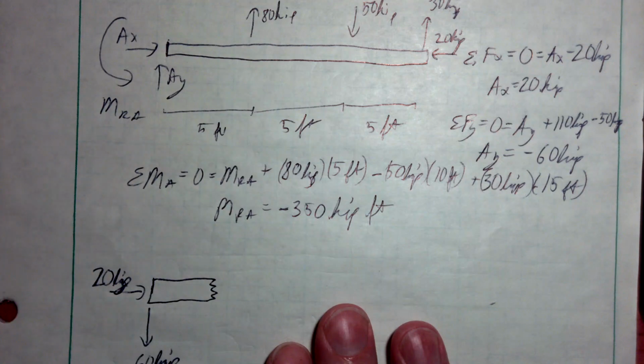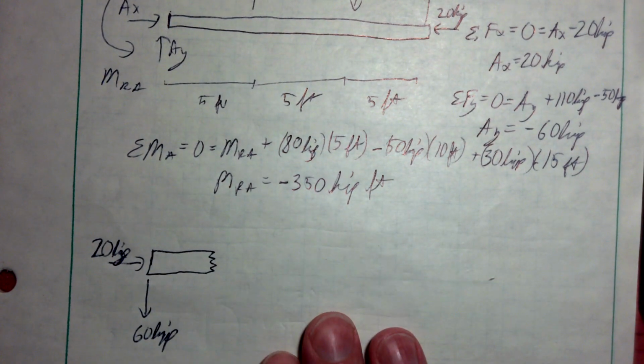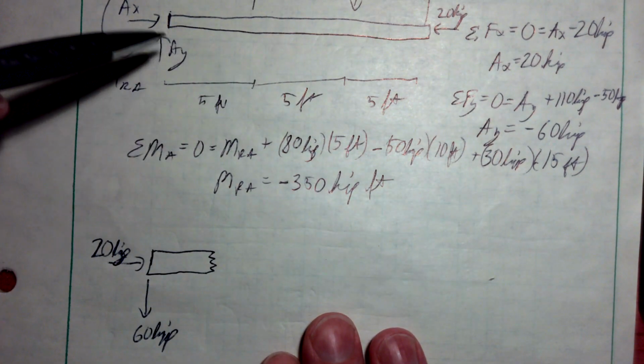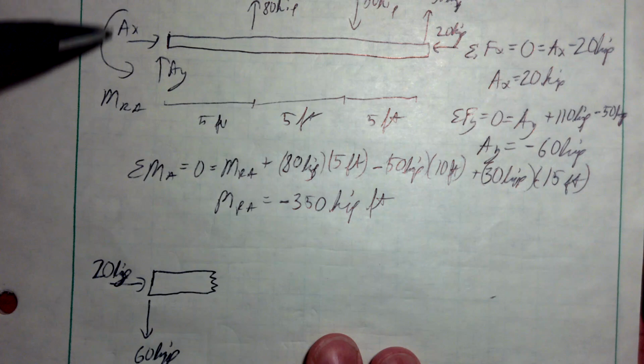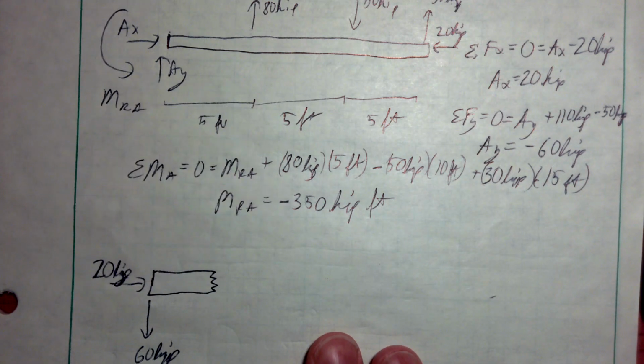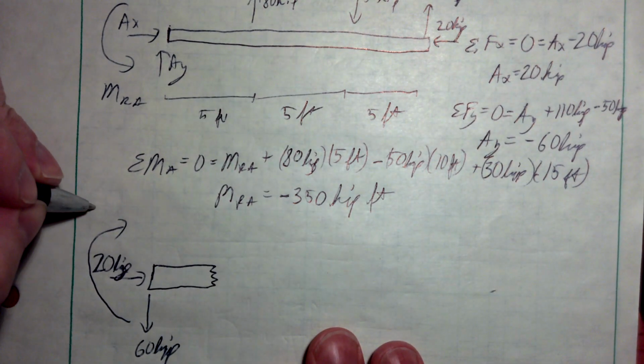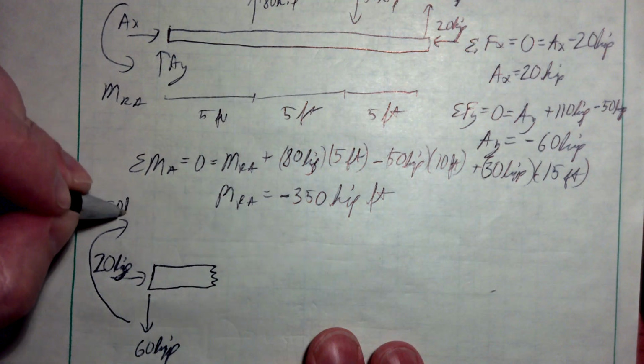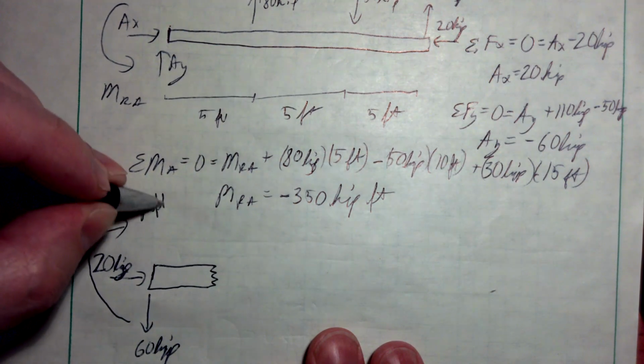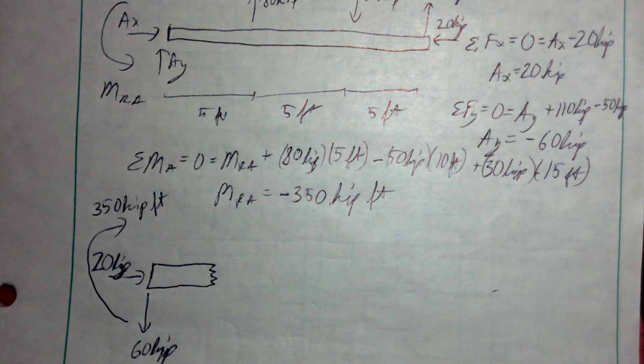Again, kip being a kilopound. And then I originally drew MRA in the counterclockwise positive direction. I found it to be negative. So it's actually a clockwise reaction moment of 350 kip feet applied at this end.